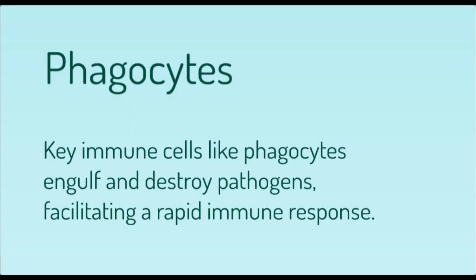Phagocytes, such as macrophages and neutrophils, are key immune cells that engulf and digest pathogens. They recognize invaders, release signaling molecules, also called cytokines, and initiate inflammation to bring more immune cells to the infection site. Their activity ensures a rapid and effective immune response.